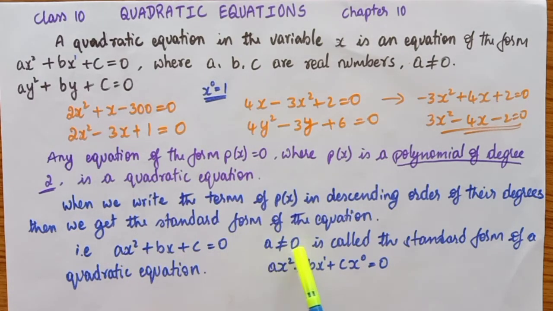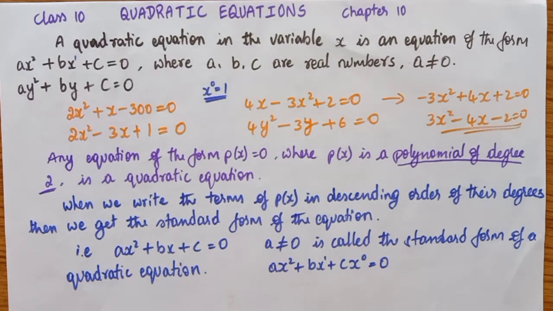Here also in every statement we will say that a should not be equal to 0. If this a becomes equal to 0, this polynomial will not be a polynomial of degree 2. That's right, this vanishes. That means as a becomes 0, this whole term will be equal to 0. So we will stress that a should not be equal to 0.